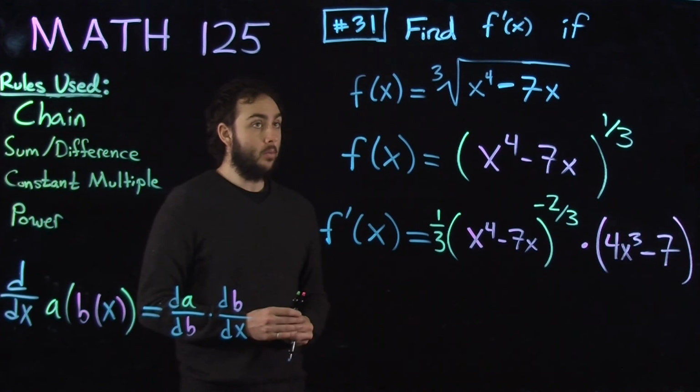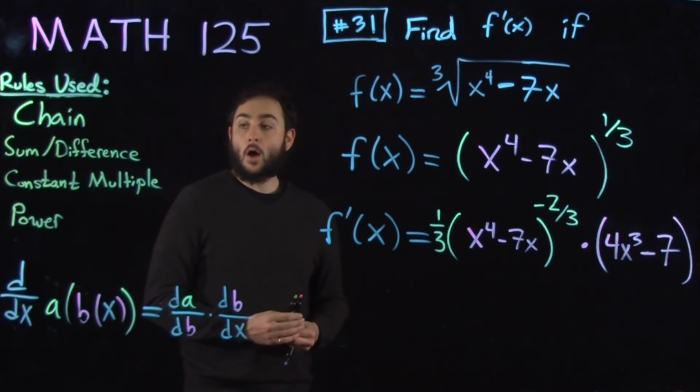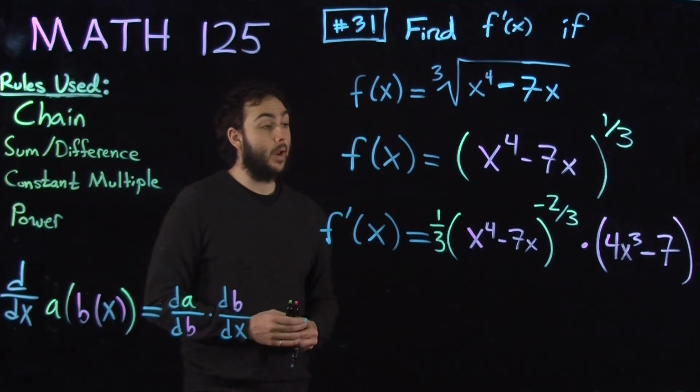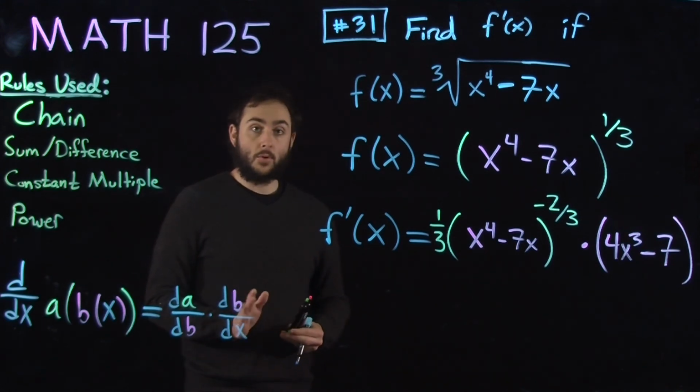So at this point we have found the derivative of the original function using the chain rule. Along the way we used our sum, difference, constant multiple, and power rules, which should be very familiar to you by now. And now we're done. There's no need to simplify.